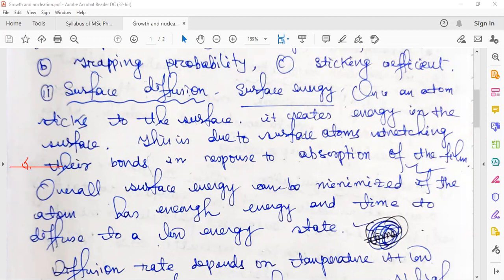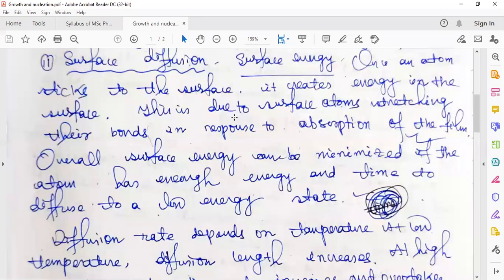So accommodate by trapping or diffusing or staying. In that case, what happens? There will be some energy created on the surface of the substrate, because this atom wants to undergo some physical change on the surface. So it will experience some energy on the surface of the substrate. Once the atom sticks to the surface, it creates energy on the surface.